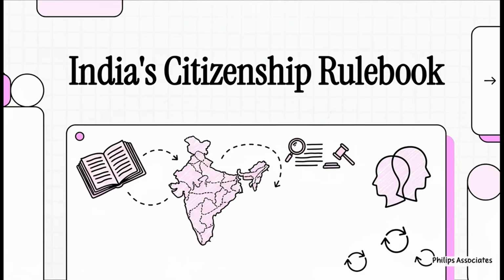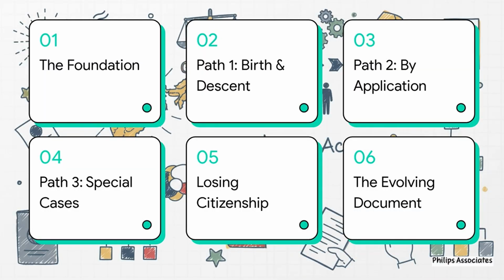Today, we are cracking open the official rulebook that defines who is and who isn't an Indian citizen. We're talking about the Citizenship Act of 1955. We're going to go straight to the source to understand exactly how it works, how it's changed, and why it all matters.